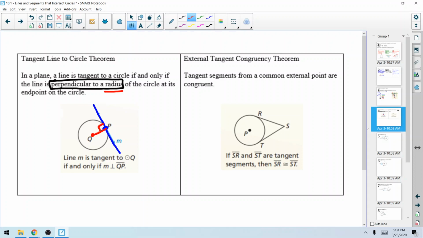Okay, external tangent congruency theorem. Tangent segments from a common external point are congruent. First of all, common, meaning same. Second of all, external, meaning outside. So, external. Then we're going to draw two tangents. So that one hits once there. This one hits once there. Well, if I have two tangent lines that come from the same point, then I know that this line is congruent to that line. That's what that theorem is telling you.